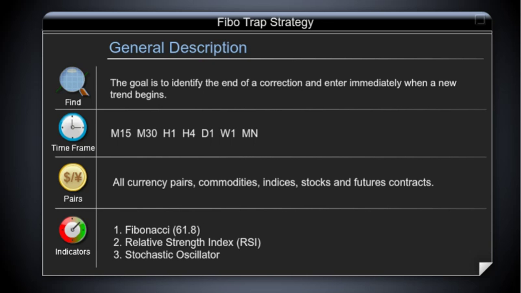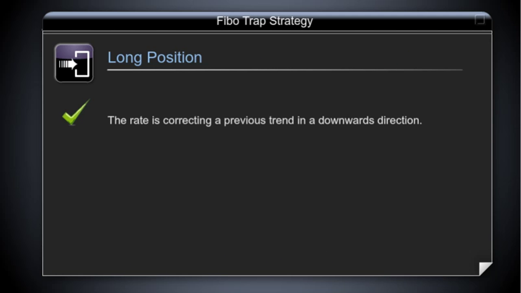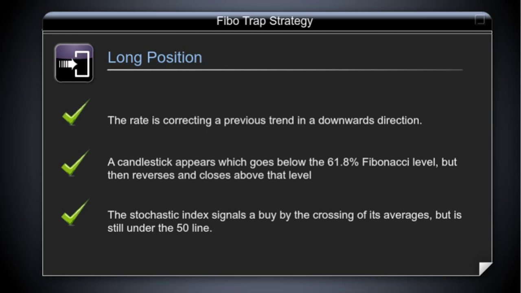The indicators used are Fibonacci 61.8, the relative strength index and the stochastic oscillator. A preliminary buy signal is received when the following three conditions are met. The rate is correcting a previous trend in a downwards direction. A candlestick appears which goes below the 61.8% Fibonacci level, but then reverses and closes above that level. The stochastic index signals a buy by the crossing of its averages, but is still under the 50 line.